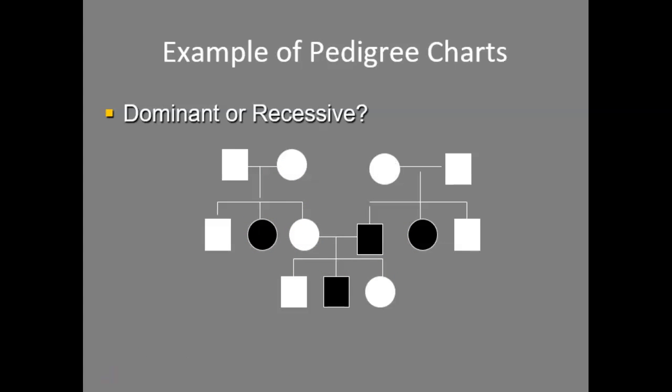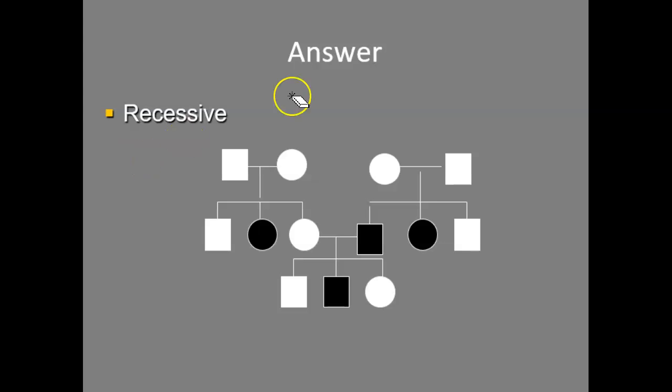What about this one? Is this pedigree dominant or recessive? Well, if you look at this organism here, they have the trait, but their parents do not. And again, same thing here. They have the trait, but their parents do not. So that indicates that it is, in fact, recessive because these parents must have been carriers. They have one of the genes, but they are not exhibiting it.